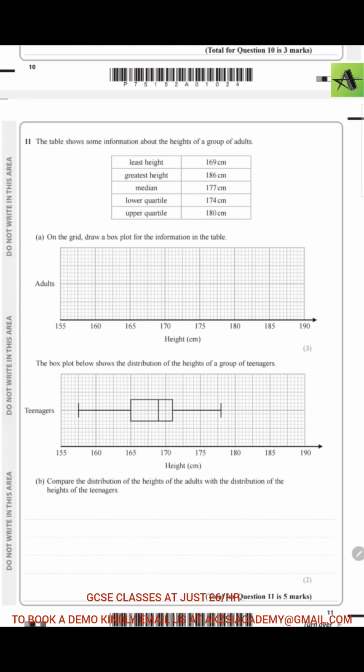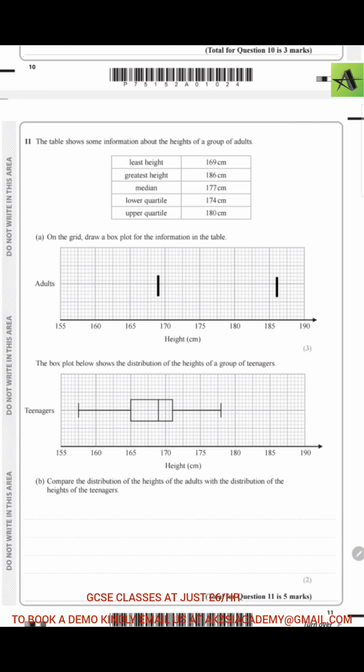So what I'm doing, first I have to plot the smallest value. Here it's 169 centimeters. So 169 would be here, I would say. You can clearly see 2 squares represent 1 unit. So 169 would be here. We have to make it a little smaller, like this. Then parallelly, I have to draw the highest value. The greatest value is 186, which would be here, like this.